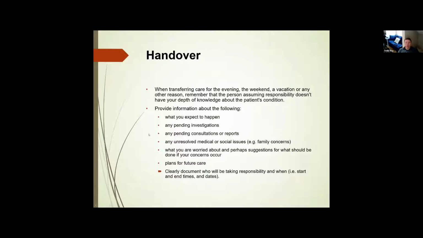And then handover. I am notoriously poor at documenting handover on my chart. I'm not sure what other people are like, but I certainly don't see a whole lot of us doing a great job of documenting things. Again, our charts just aren't really big enough to write all of this. A lot of us will write this on a separate sheet of paper, but if it's not part of the medical record and it goes missing, then you no longer have that record. So you should definitely document clearly who should be taking over responsibility and when.